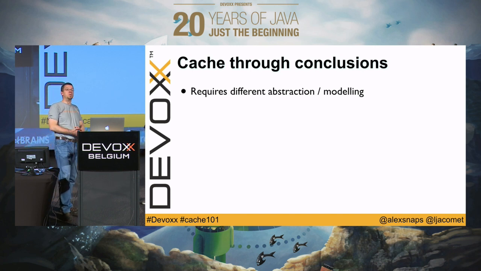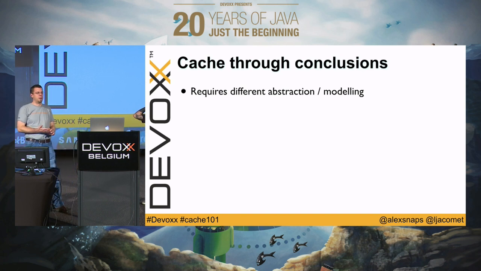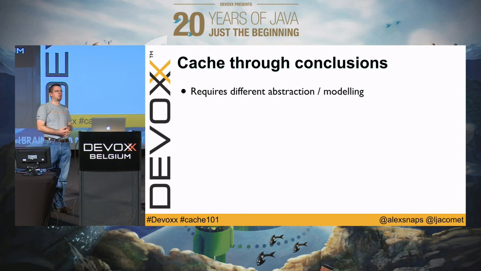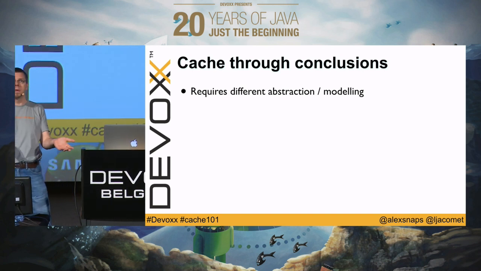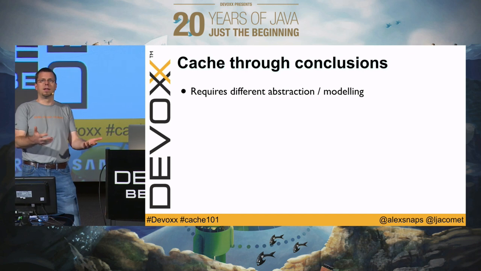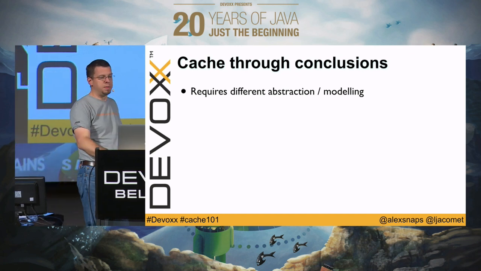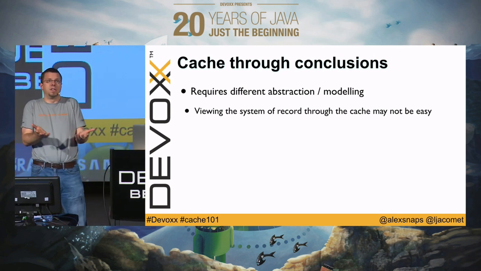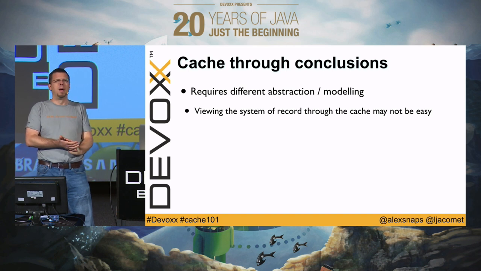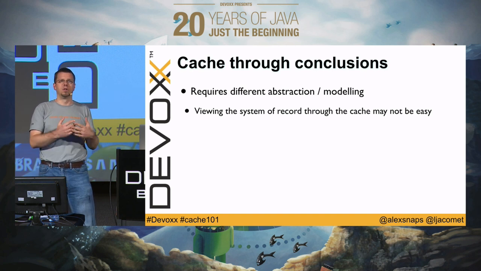So clearly, when you want to move to cache through, it's not for free. You have to model and change your abstractions because you're no longer talking to a database and then talking to the cache on the side. You're now talking to a caching API for everything that is related. So while possible, it requires some work. And that's the first thing. Viewing the full system of record through the cache may not be easy, but guess what? Like we said at the beginning, you probably want to have caching only where it counts. So it doesn't mean that you have to do all your data access through the cache, just where it's important.